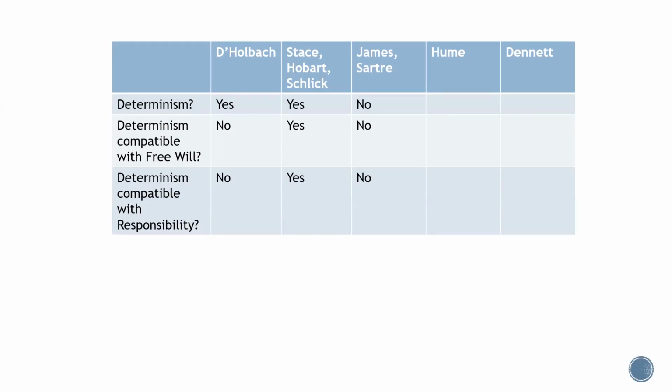James and Sartre are not determinists, or at least they operate under the assumption that determinism is not true. They also don't think that determinism is compatible with free will, and they do not think that determinism is compatible with responsibility. David Hume, who was also mentioned in the text, is not a determinist, right? But he does think that determinism is compatible with free will, and he does think that determinism is compatible with responsibility. And so he's a compatibilist, okay, but he's not a determinist, right? While Stace, Hobart, and Schlick are determinists and compatibilists.